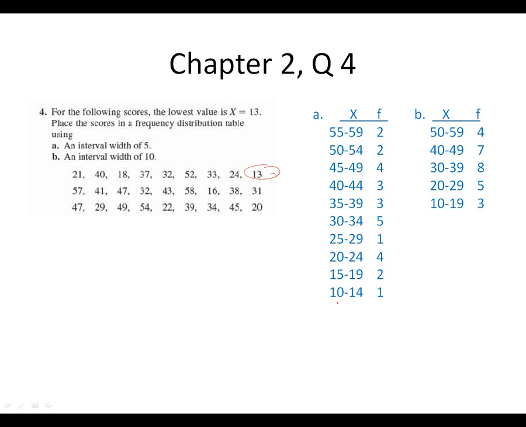So we go from 10, 11, 12, 13, and 14, which is an interval of 5. And the next interval of 5 is 15, 16, 17, 18, and 19. And so let's just do the first one here. The first one has 1 in it, and that is 13.